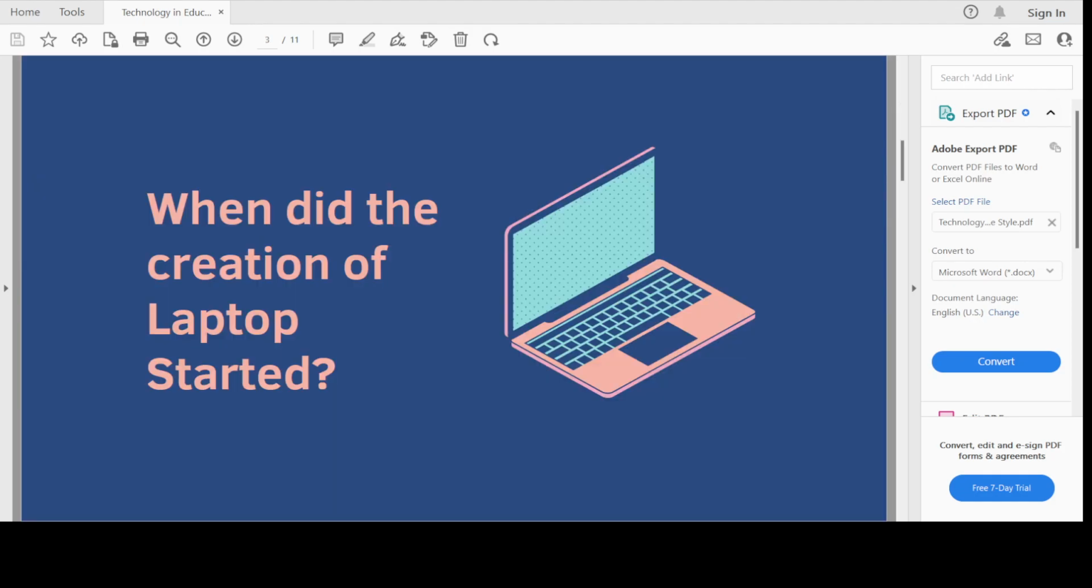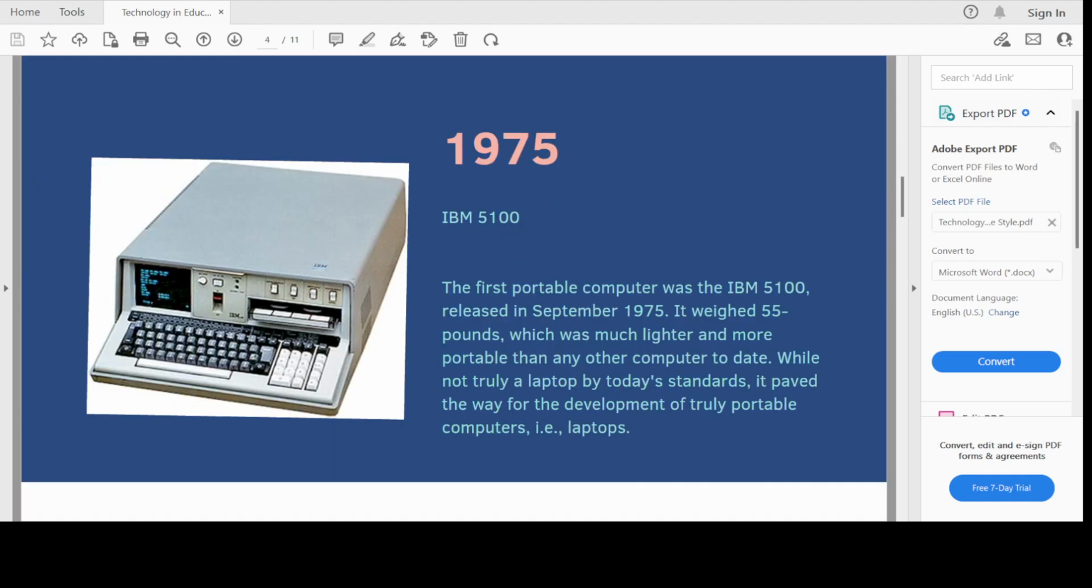When did the creation of laptops start? It started in 1975. The first portable computer was the IBM 5100, released in September 1975. It weighed 55 pounds, which was much lighter and more portable than any computer released to date.